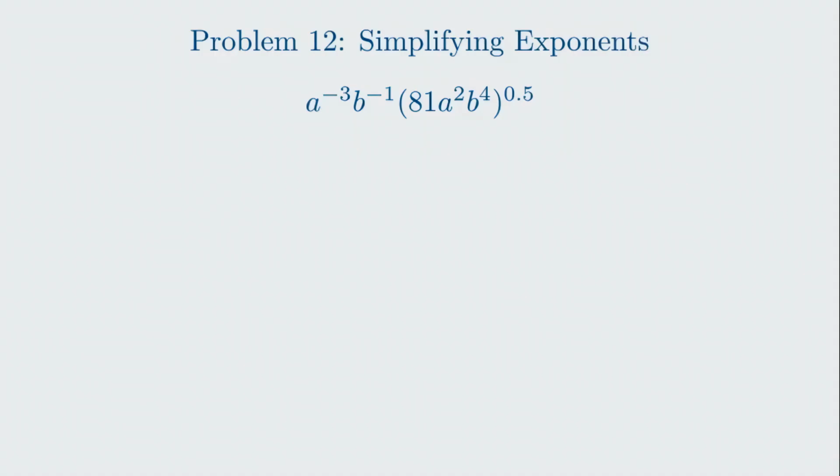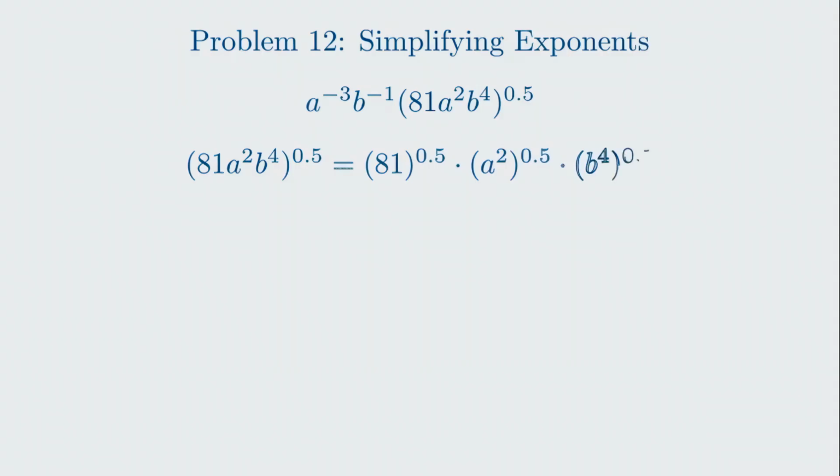First, let's simplify the term in parentheses. We need to distribute the power of 0.5 to each factor inside the parentheses. Remember, raising something to the power of 0.5 is the same as taking its square root. So this becomes the square root of 81 times a squared raised to the power of 0.5 times b to the fourth raised to the power of 0.5. The square root of 81 is 9.